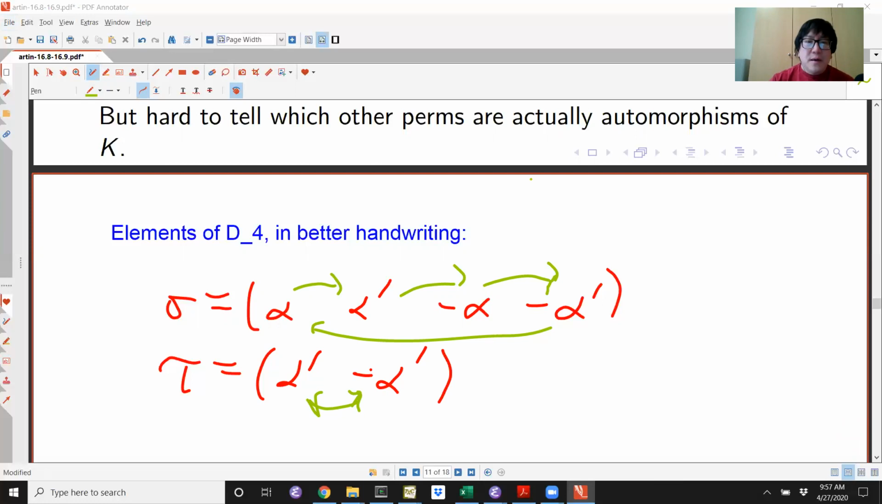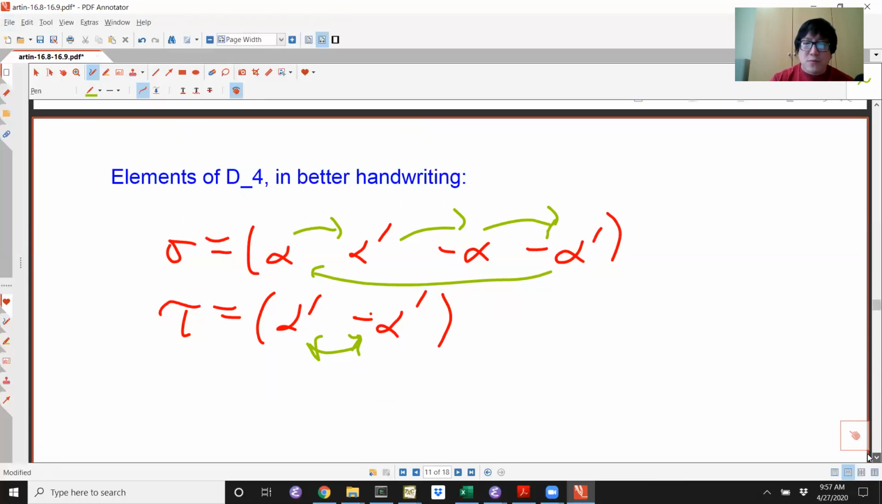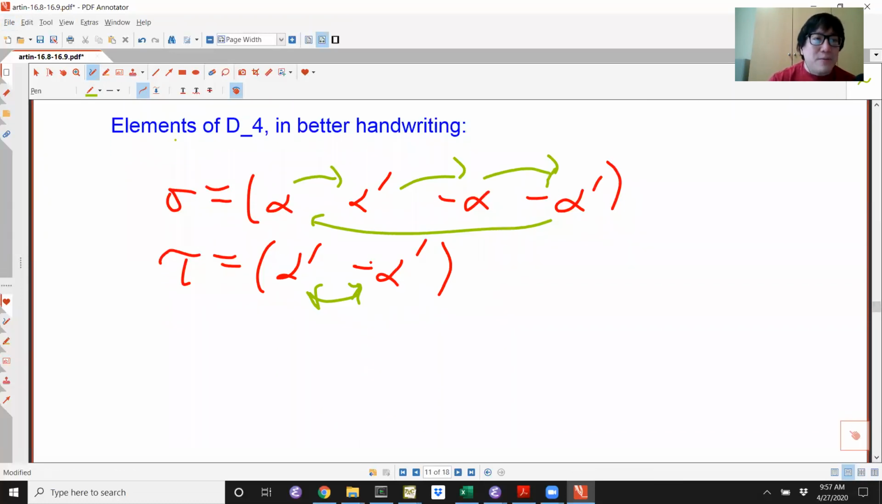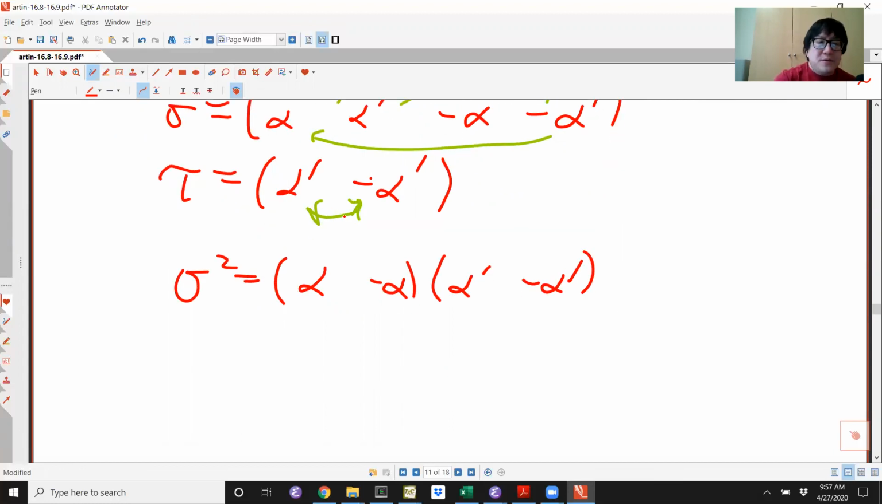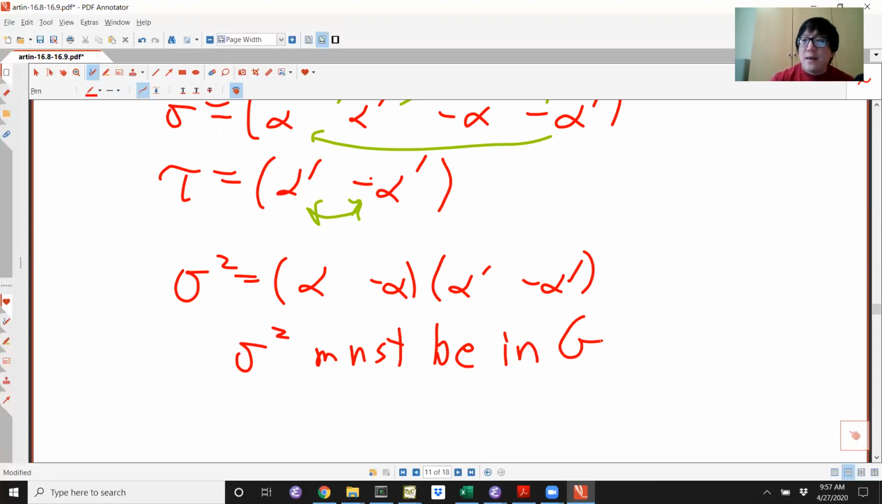Okay, and so the thing that makes this particular subcase of quartics tractable is that sigma squared, which is alpha goes to minus alpha, and the two cycle alpha prime goes to minus alpha prime, must be in G no matter what the case is.